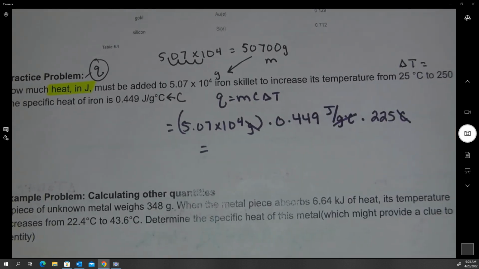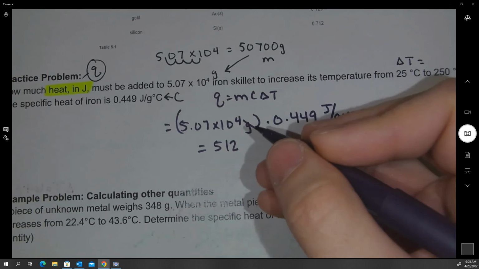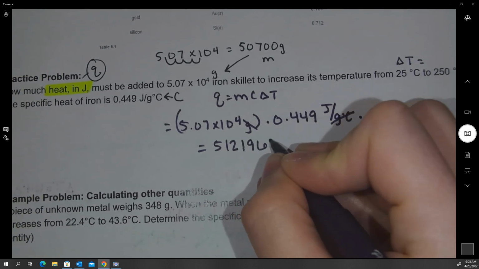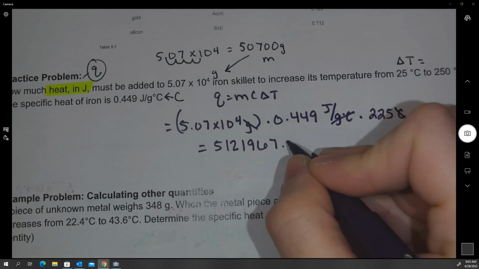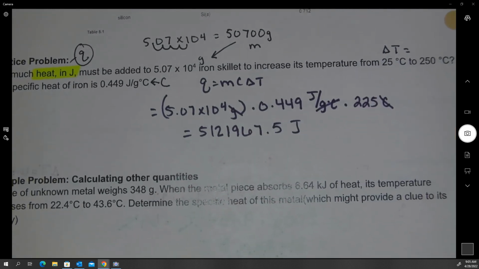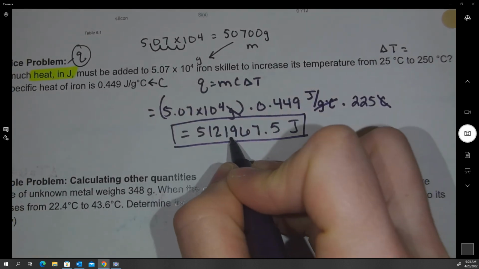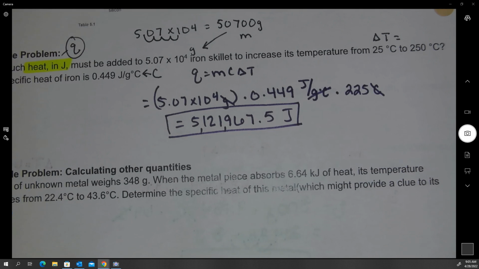And the final answer you should have gotten is 5,101,967.5 joules. Is that what we got? A pretty big number. Was that 5 million? 5,101,967. So, very big number.